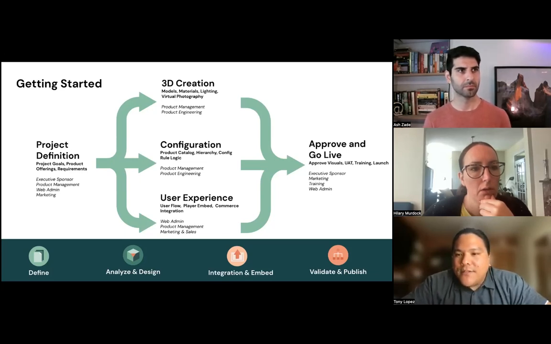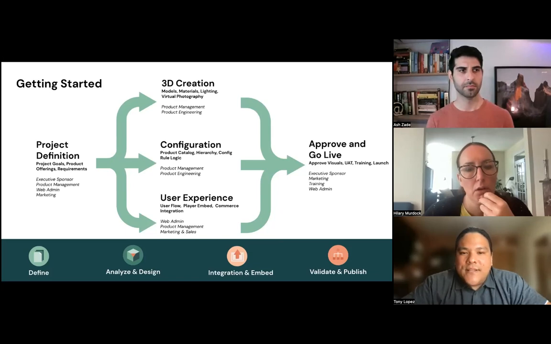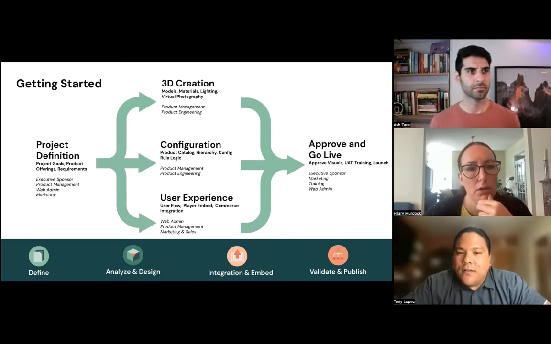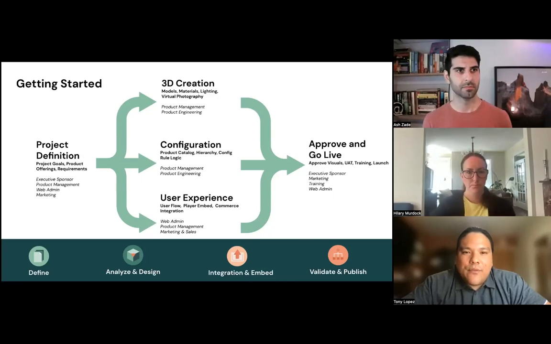Depending on how many products you actually have is what's going to govern the timeline there. But these three pillars are always involved, and we can see the different types of folks that we would typically want to get involved with these projects as well. Folks from product, folks from marketing, folks from the web team. Everyone is going to play a part in any Threekit project.